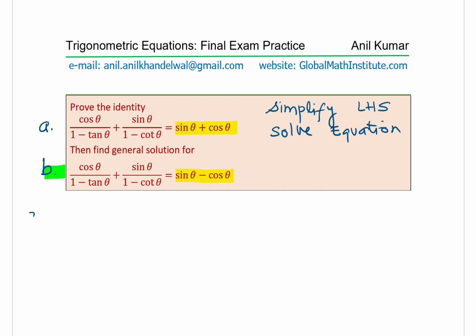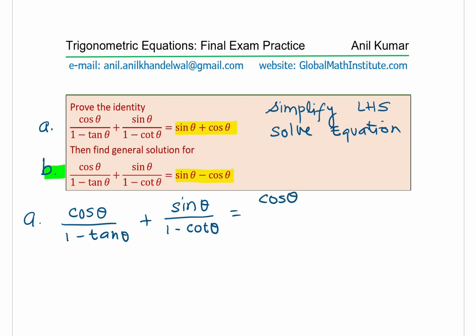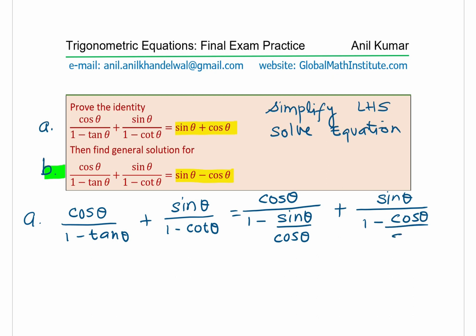So let's begin with part A, which is to prove the identity, which is cos theta over 1 minus tan theta plus sine theta over 1 minus cot theta. The first step should be to write tan and cotangent in sine and cos. So we get cos theta over 1 minus sine theta over cos theta, plus sine theta over 1 minus cos theta over sine theta, correct?